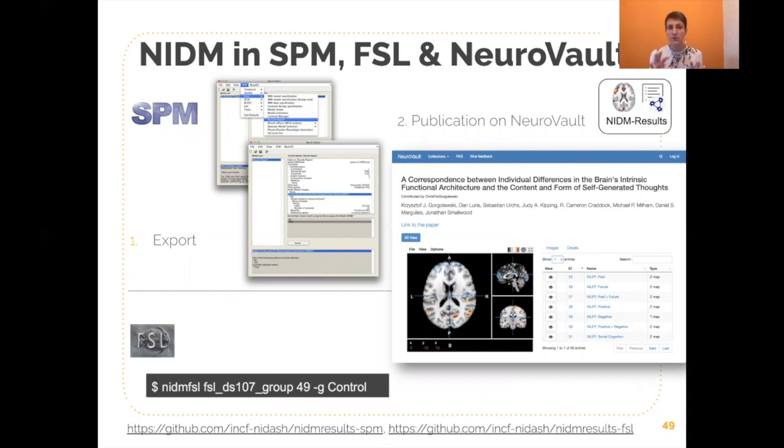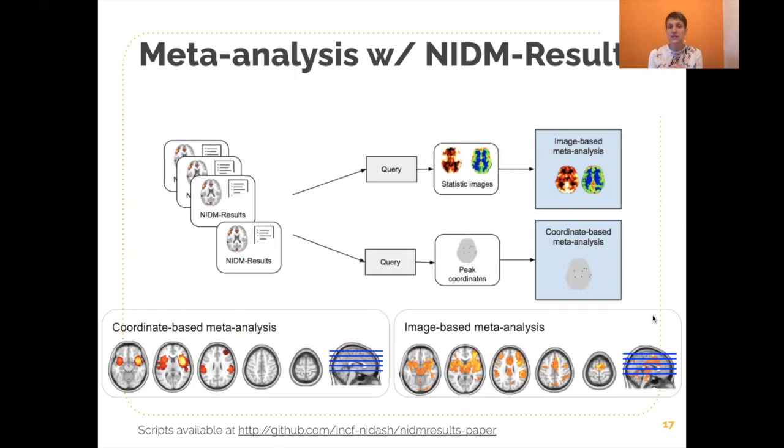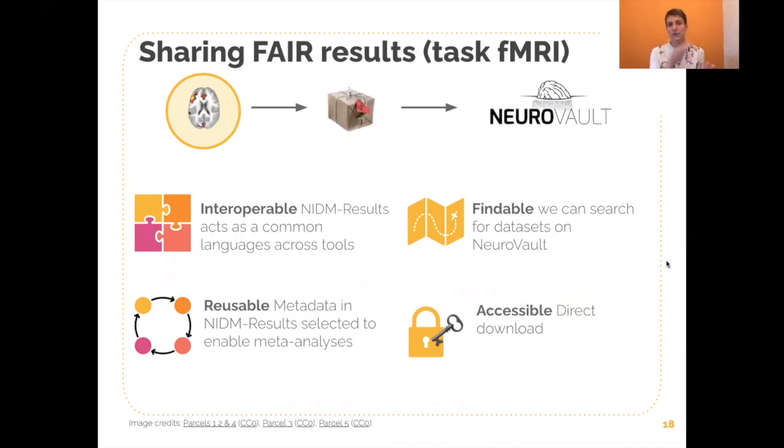So here we have really our common language that lets us go from one software package to a repository or another software package. And the goal of NIDM Results was to enable meta-analysis. The only meta-analyses we can do with the information available in papers are coordinate-based meta-analyses, so meta-analyses that combine information about the peaks. But with NIDM Results, because we share more information, we share complete results maps of the brain, we can go slowly towards image-based meta-analysis. So here, again, we have the full circle of findable, accessible, interoperable, and reusable datasets for task-based fMRI results.